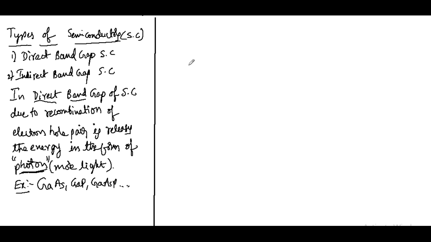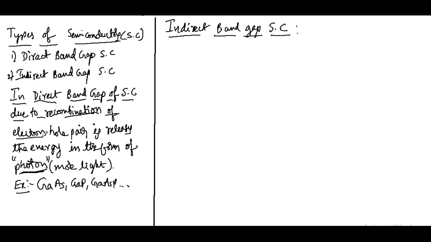Another type of semiconductors are indirect band gap semiconductors, or indirect band gap materials. In this subject we have to discuss this type of semiconductor completely. The definition of these semiconductors: in indirect band gap semiconductors, due to recombination of the electron hole pair, the energy is released in the form of heat.